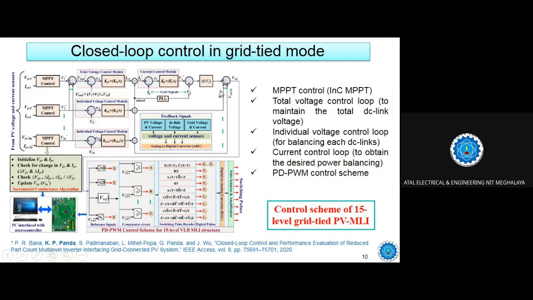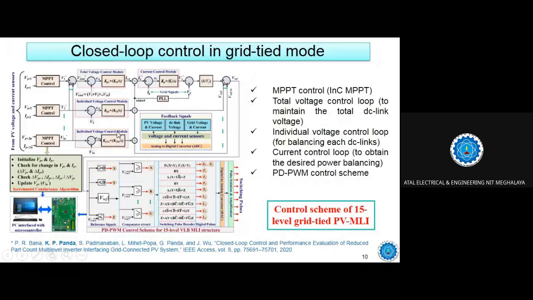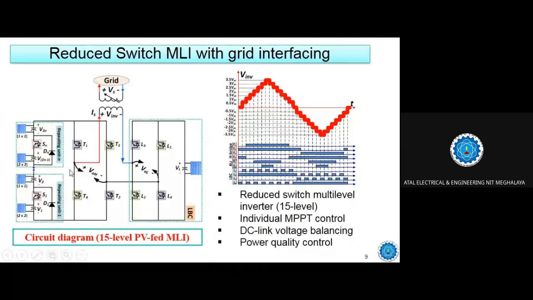See what is the problem in this type of module. If there are a number of PV panels, they might operate differently. One module might be operating at 1000 watt per meter square, another at 750 watt per meter square. So that requires a distributed MPPT, right? Because of this distributed MPPT control, you need both the individual voltage controller and the total voltage controller. Both you need to integrate, otherwise you cannot maintain the required voltage.